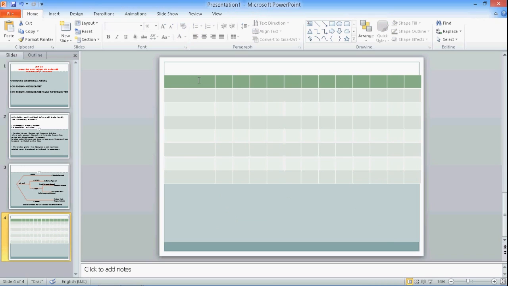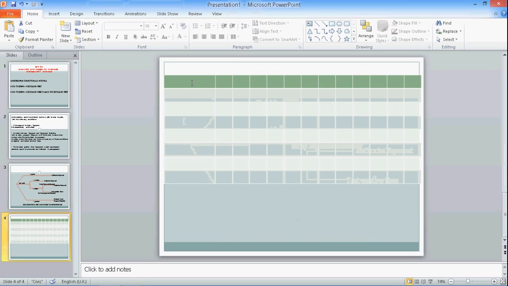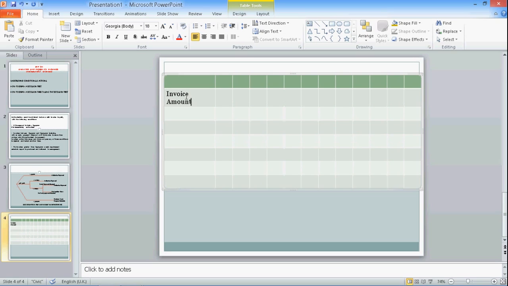Let's come to the decision tree. The first condition we test is the price of the invoice, whether it is less than 50,000, between 50,000 and 500,000, or greater than 500,000. So the first condition is to test the amount. So we say invoice amount. We test the invoice amount here.